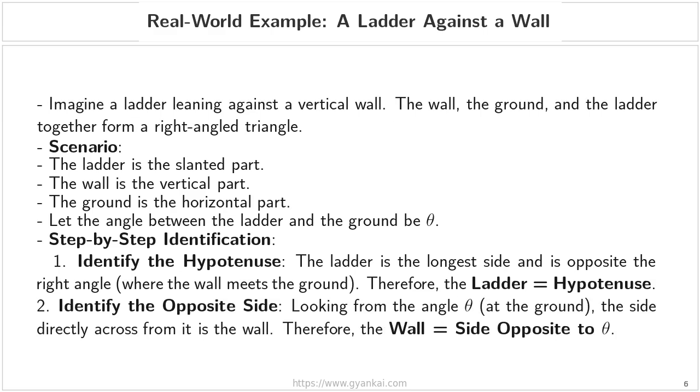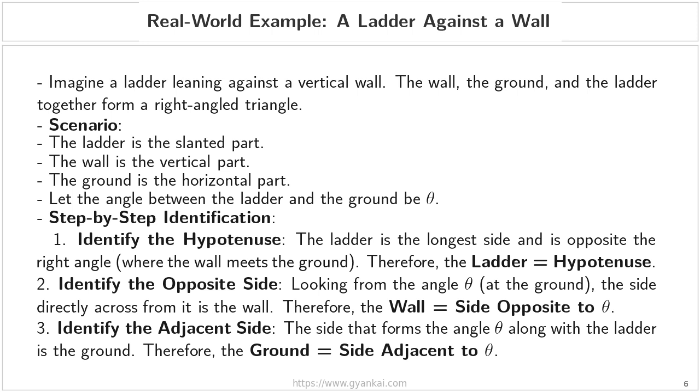Second, let's identify the opposite side. To do this, we must look from our chosen reference angle, which is theta. If you were standing at the base of the ladder at angle theta and looked straight across the triangle, the side you would be facing is the wall. Thus, the wall is the side opposite to theta.